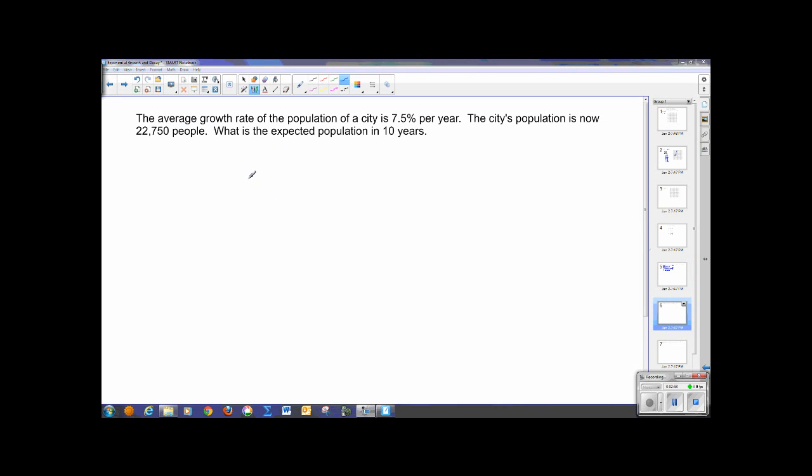In this next example, we're at a growth rate. So in this case, we're moving up by 7.5%, starting at 22,750 people. Once again, growing by 7.5%, and we're doing that over 10 years. Once again, calculator problem. And this will give us a final answer of 46,888 people.